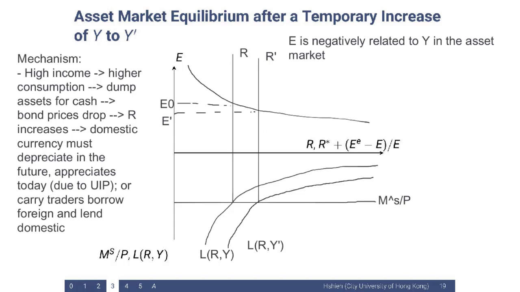So the final equilibrium effect, we have higher interest rates, but we also have the following effect, in which the spot exchange rate declines. So we have the opposite relationship in the asset market. So the takeaway here is E is negatively related to Y in the asset or financial markets.